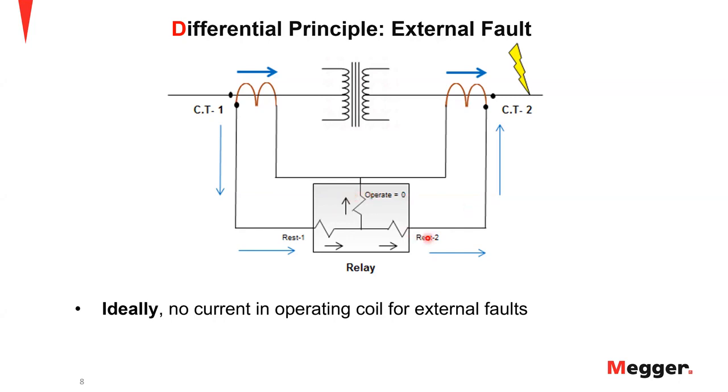So ideally in this case, because they are balanced on both sides and the fault is external, there will be no current flow in the operate coil, ideally, and the relay will restrain from tripping on differential. And this type of relay works on the principle of percentage restraint characteristic.